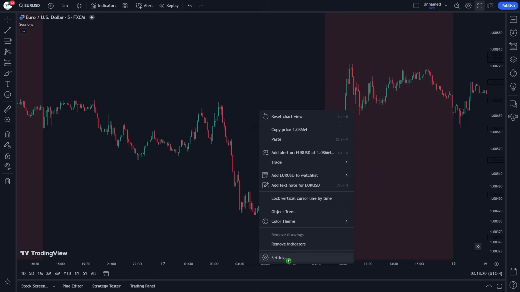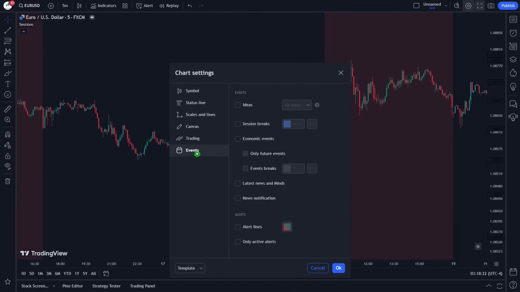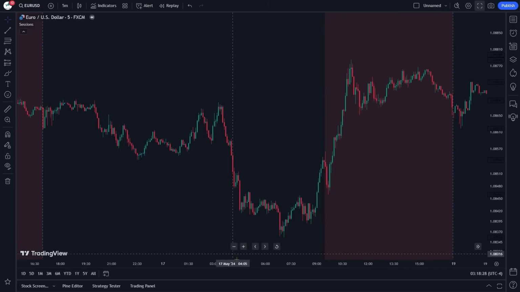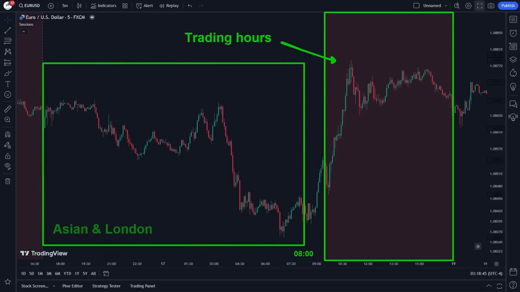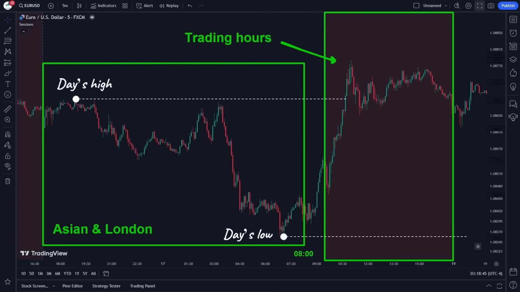Right-click on the chart and click on Settings. From the Events tab, select Session Breaks. Vertical lines dividing each day will now appear on the chart. Here, the red box indicates the time of day we will look for trading opportunities. The blue lines separate each trading day, and the empty space represents the London and Asian sessions. The high and low of the day during the London and Asian sessions is extremely important in the Silver Bullet strategy, which we will discuss later.